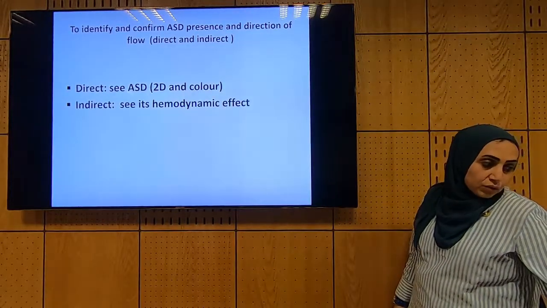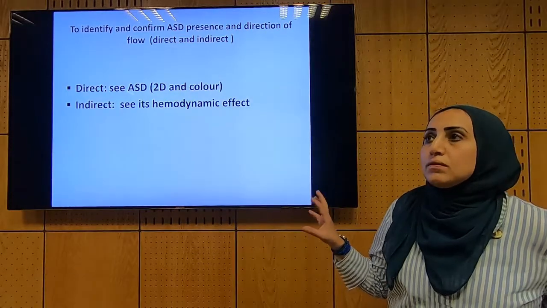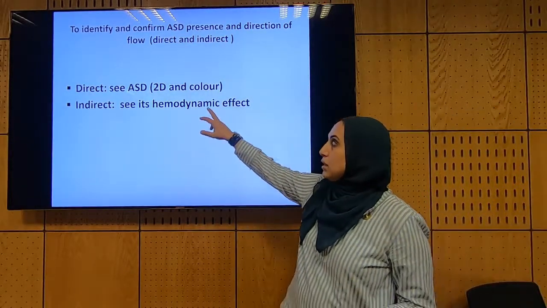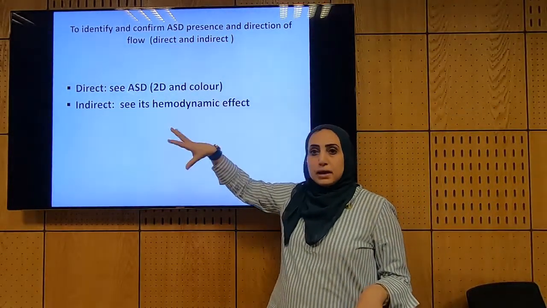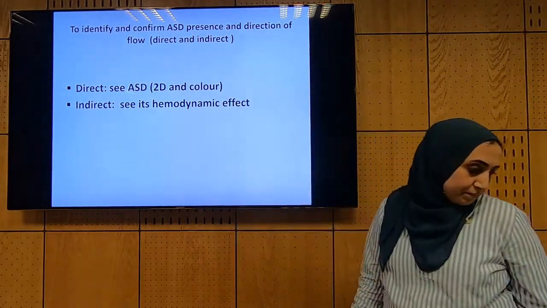So the first thing is that we will detect the ASD by visualization. From the echo, we use the 2D and the color Doppler. The indirect measurement, we measure the hemodynamic significance by the dilatation of the ventricle.